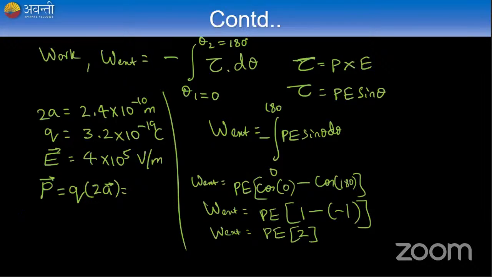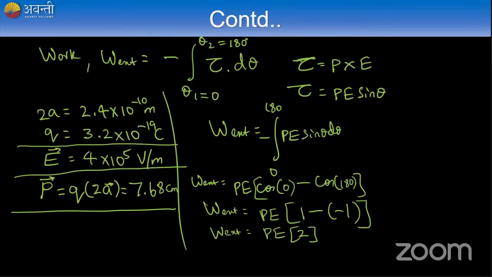From here, I know my P value is, guys, please make a note, 7.68 into 10 power minus 29 coulomb meter. So I have got my P value and my E value. W external is given as 2 times PE. Solve this: 2 into 7.68 into 10 power minus 29 into 4 into 10 power 5. Note that we didn't solve the powers. Try to solve this. What will we get?